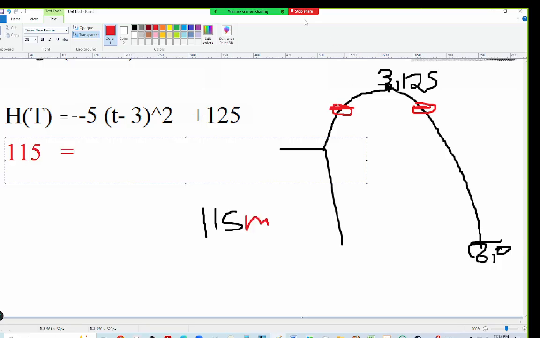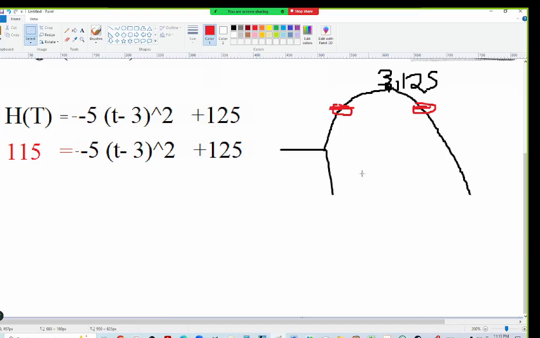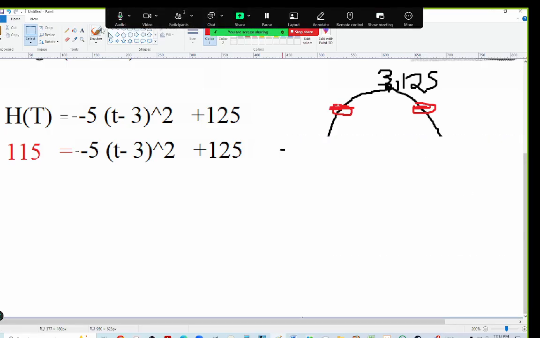And then we put in the rest of our question. Just like we solved for T when it was 0, we're solving for a fictional height of 115. Guess what? There's going to be two answers that are legitimate because it reached that height on the way up and it reached that height on the way down.